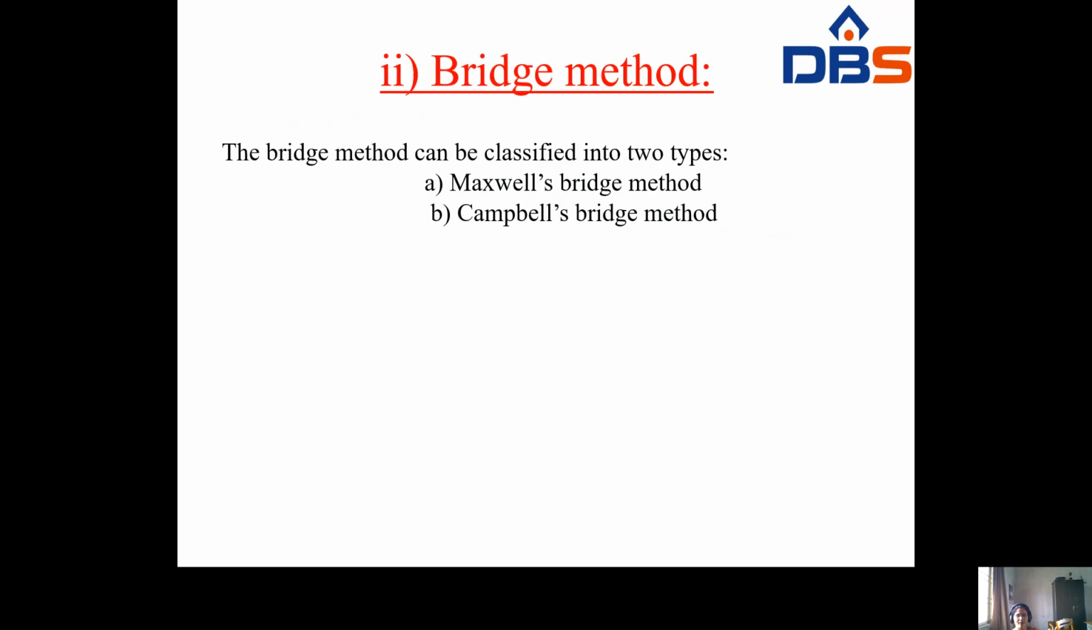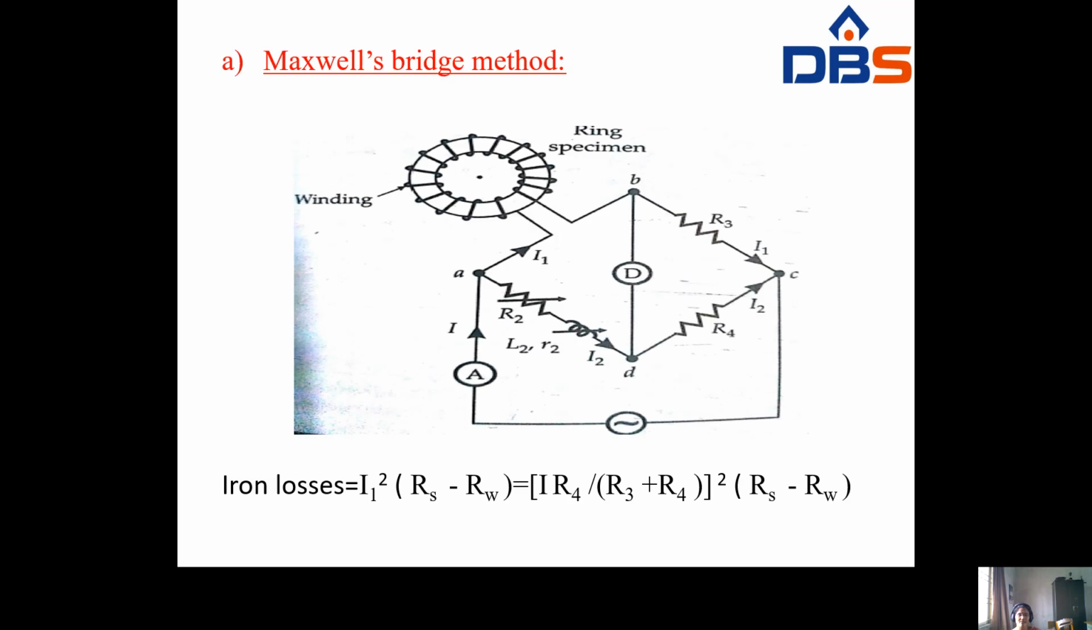The second one is the bridge method. This bridge method is also used to find out the iron losses, and it is classified into two types: Maxwell's bridge method and Campbell's bridge method. These are the two methods to measure the iron loss value. This is Maxwell's bridge method.